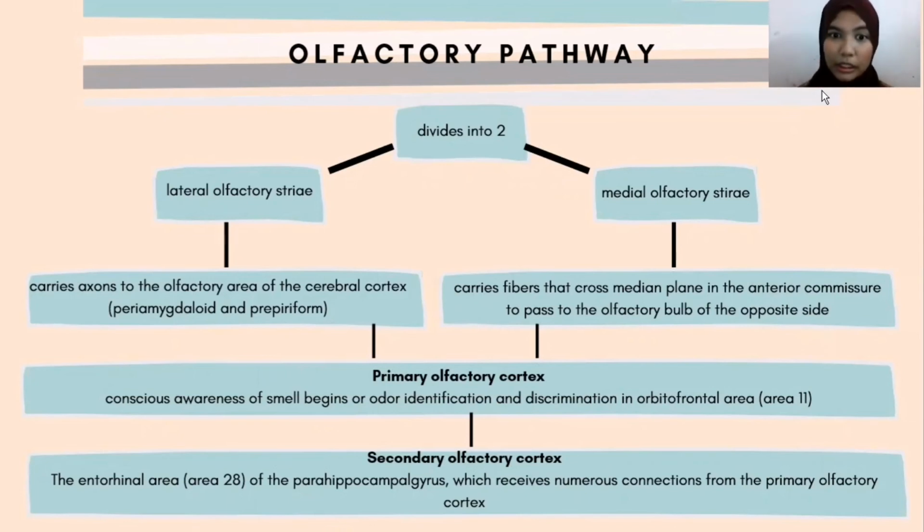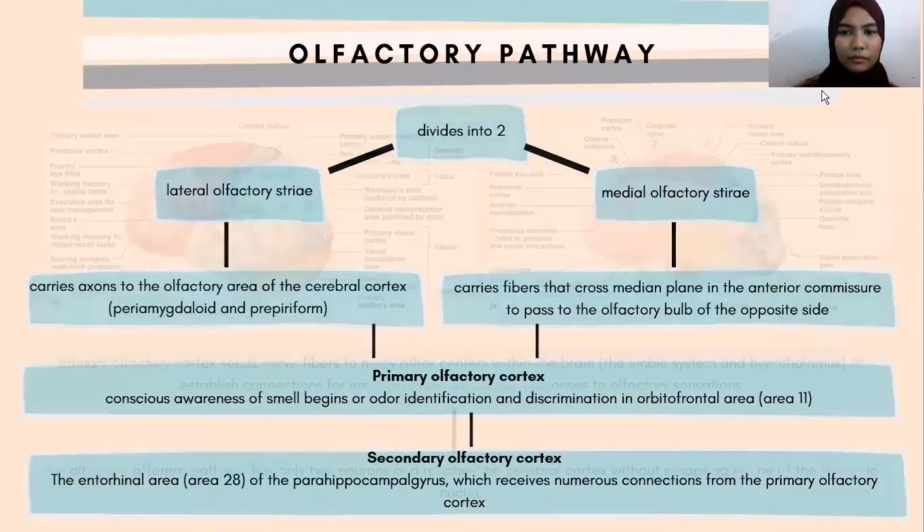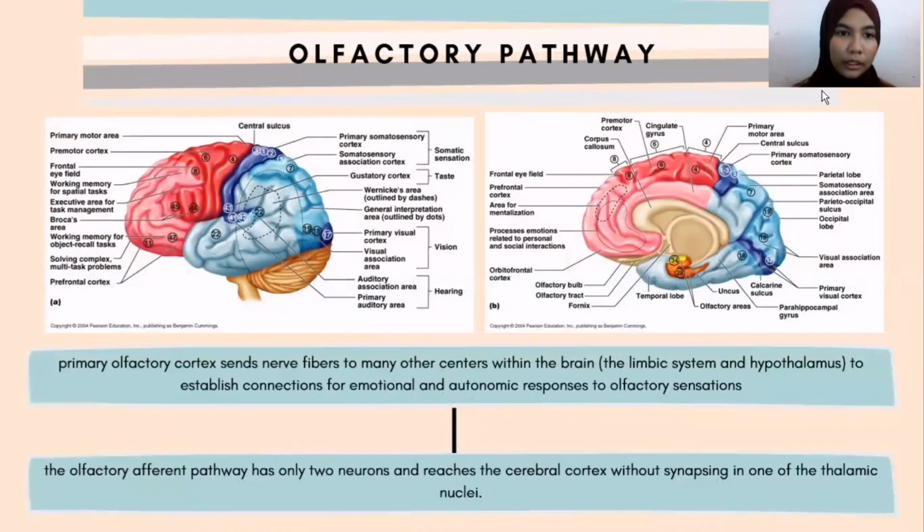And then they both meet each other again and form the primary olfactory cortex, where conscious awareness of smell begins, or odor identification and discrimination, in the orbital frontal area, which is area 11. And then it will go into the secondary olfactory cortex, the entorhinal area, which is area 28 of the parahippocampal gyrus, which receives numerous connections from the primary olfactory cortex. So as you can see, the photo is showing the area of the olfactory cortex, which is area 11 and area 28.